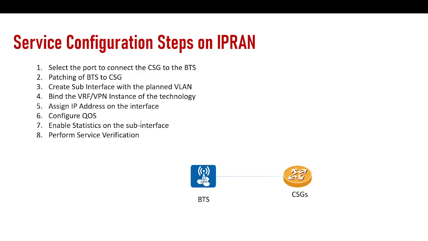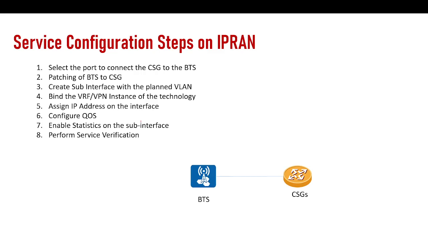So the next and final stage of this episode will be how we do service configuration on IPRAN. The first step is to ensure that we have a connection between the CSG and the BTS. So we need to have a port on the CSG that will be connecting to the BTS. We select a 1G port, it could be a 10G port depending on the requirement. Once we have identified the port, the next stage is to do physical patching between the BTS and the CSG and ensure that the port is up. So the port between the CSG and the BTS should be patched and up.